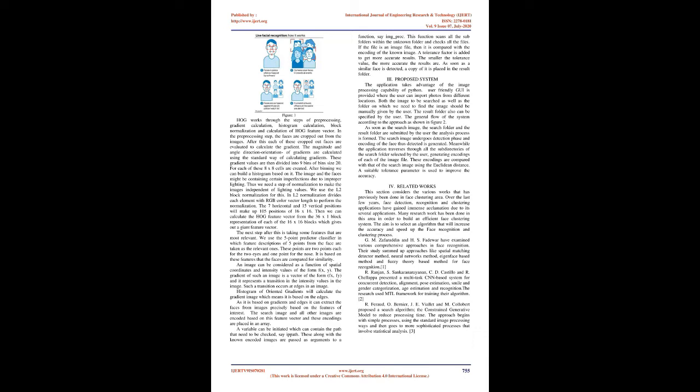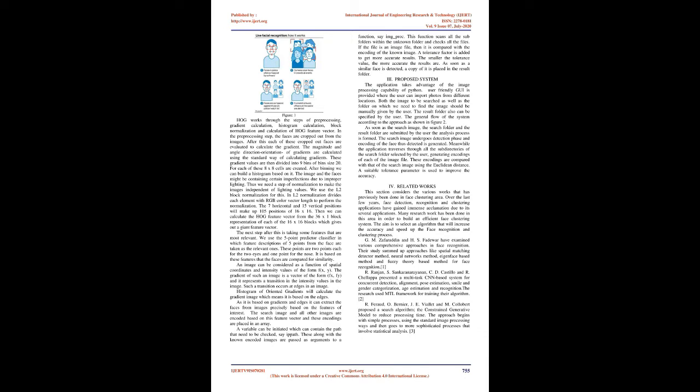In the pre-processing step, the faces are cropped out from the images. After this, each of these cropped out faces are evaluated to calculate the gradient. The magnitude and angle direction orientation of gradients are calculated using the standard way of calculating gradients. These gradient values are then divided into 9 bins of bin size 20. For each of these, 8x8 cells are created. After binning, we can build a histogram based on it.